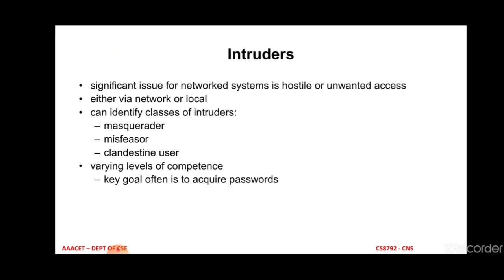So the first topic in system security is the intruder. What is an intruder? It is a significant issue for network systems. It means hostile, unwanted access, right? The system can be accessed either via network or local connection, and we can identify the classes of intruders. These are the intruders or attackers who try to access resources or information from the network as an unauthorized user or from an untrusted network. So what are the intruders? Masquerader, misfeasor and clandestine user. Already we saw these intruders in the first unit itself.